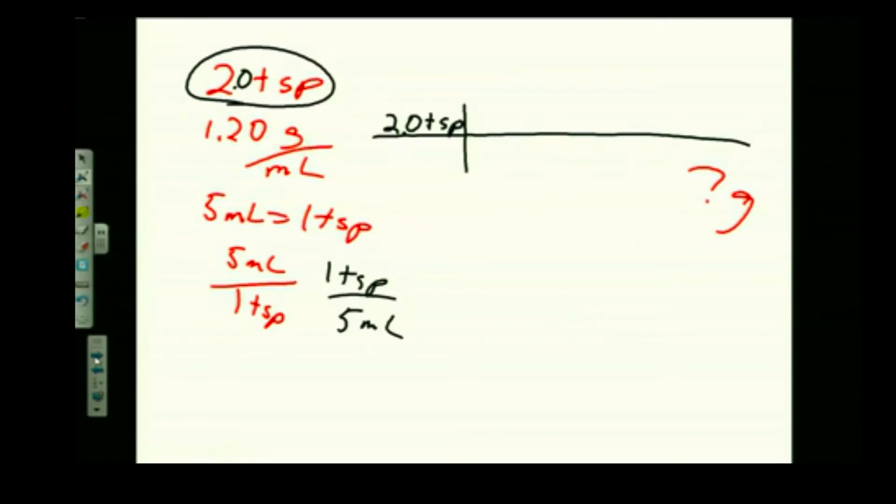Because it has teaspoons on the bottom here and allows me to put 1 teaspoon is 5 milliliters. And now, teaspoons cancels like that. Notice I write the unit on the bottom first. I make sure I get my units to cancel. And now I say, okay, well, I've used this, and I've used this.